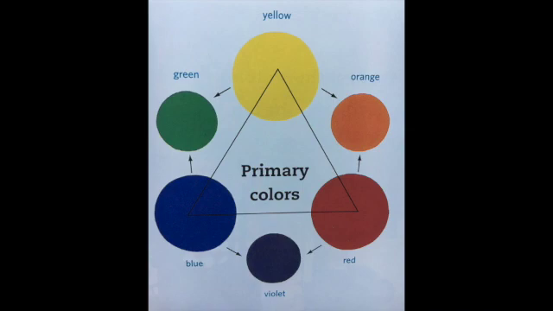This is a color wheel. Artists use color wheels to help them understand how to mix colors. In the center of the color wheel, where the triangle is, are the primary colors: yellow, blue, and red. The colors in between those colors are called secondary colors: orange, green, and purple or violet. Those colors are called secondary colors because it takes two primary colors to make one secondary color.